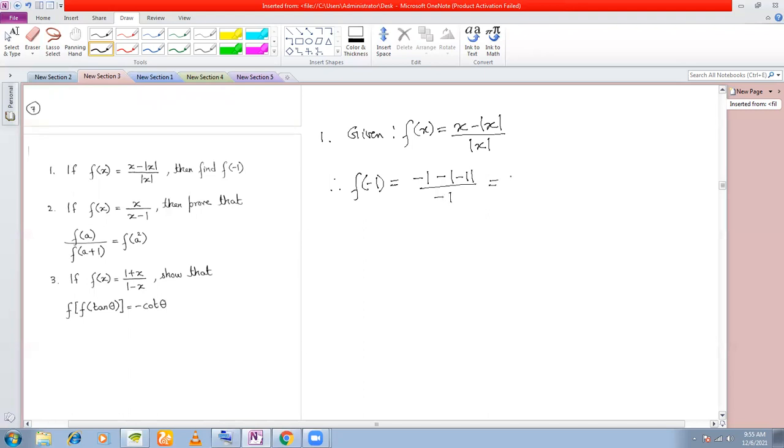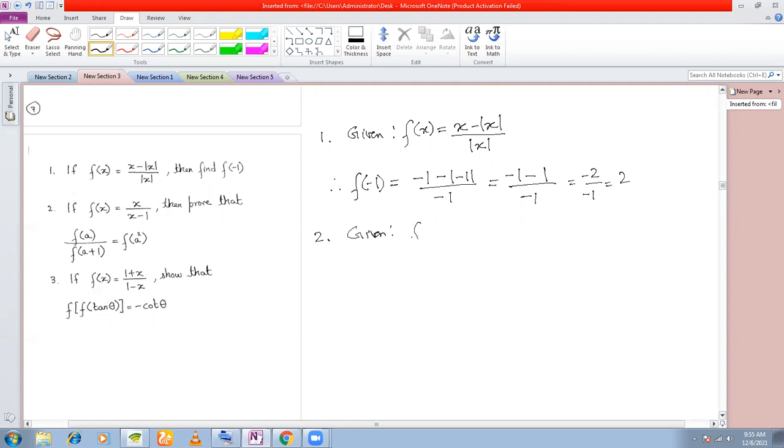So what are you getting here? Minus 1 minus mod of minus 1, which is simply 1, because mod converts any negative number to a positive number, divided by minus 1. So you get minus 2 by minus 1, which is equal to 2. As simple as this. Look at number 2.